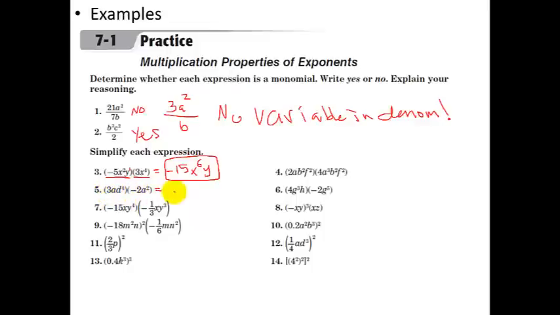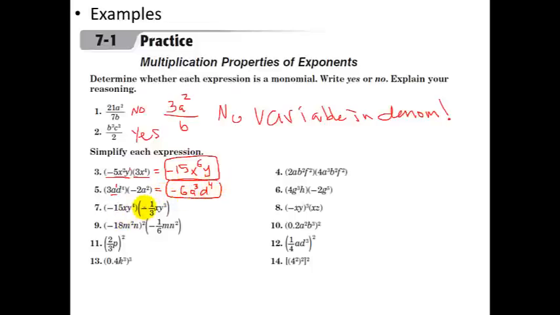Okay, let's try the next one here. 3 times negative 2 is negative 6. A times a squared, so this little a is to the first power, so that's an a, and then there's 2 more here, so we have a grand total of a to the third. Then we have d to the fourth, and there's no d's here, so we have d to the fourth.